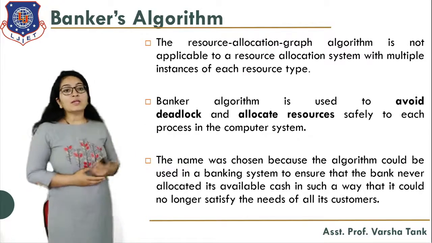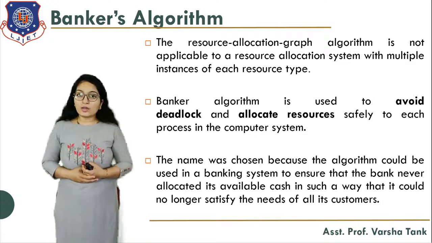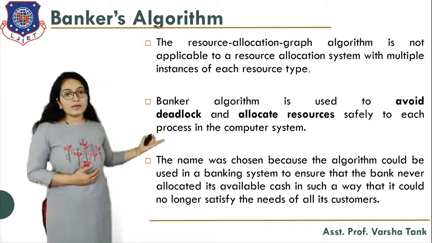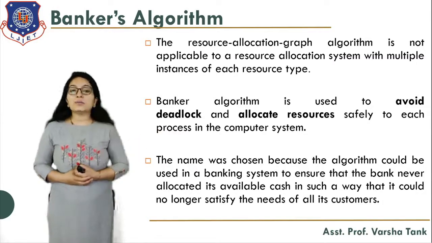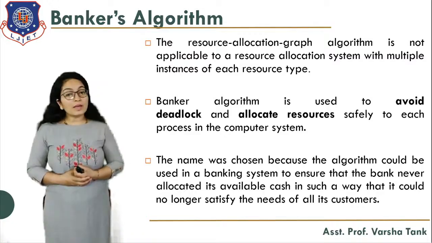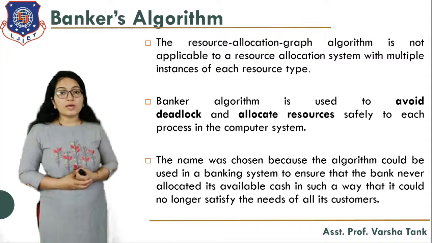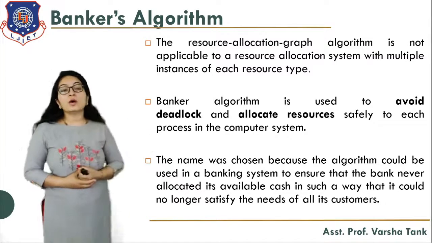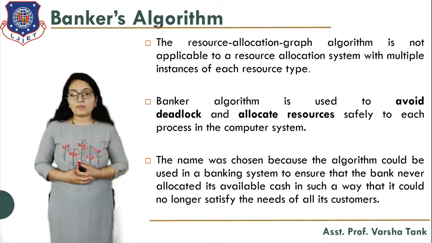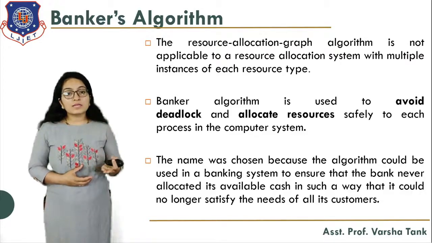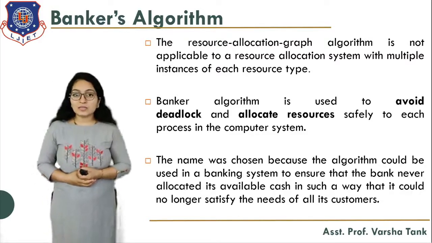Banker's algorithm is used to avoid deadlock and allocate the resources safely to each process in the computer system. So why is banker's algorithm used? It is used to avoid deadlock, and it is used to allocate the resources in a safe manner. What is the safe state, that we have discussed in the last lecture?